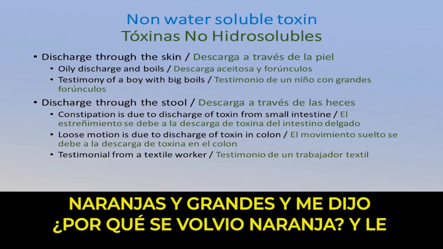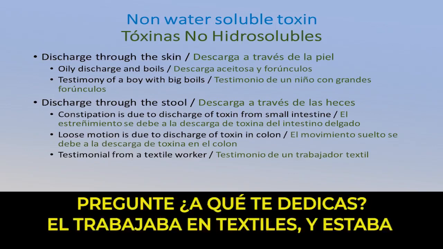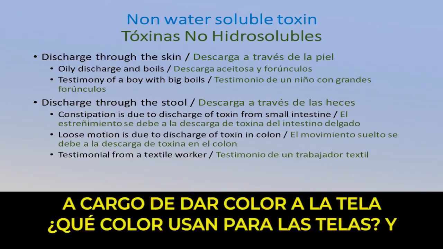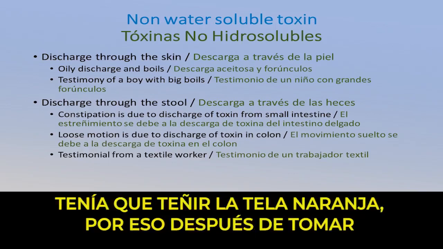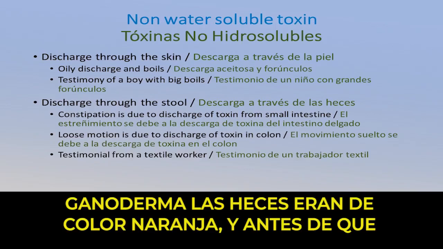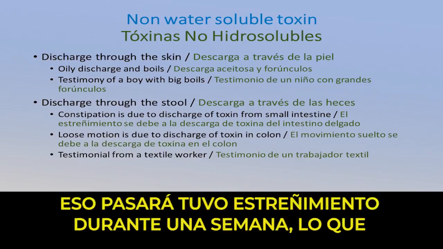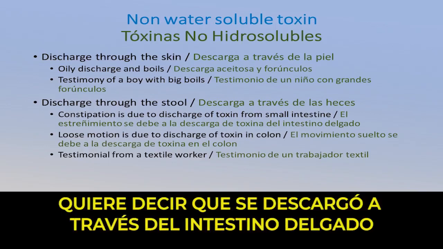He asked, why did the color become orange? Then I asked him, what is your profession? He works in a textile company, in charge of saris. What color do you use to dye the cloth? And sure enough, he is in charge of the orange color. He always dyes the cloth with orange color. That's why after taking Ganoderma, the stool that came out was also orange. And before the stool came out, he had constipation for one week. That means this was discharged through the small intestine.